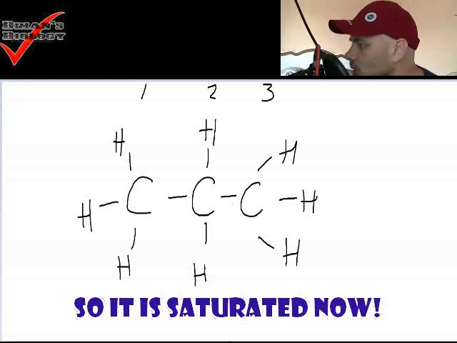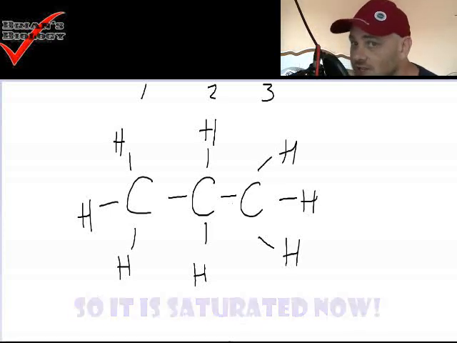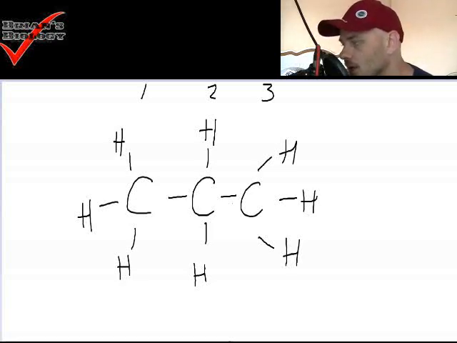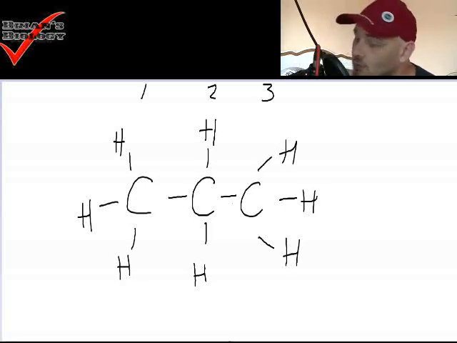Now, a quick and easy way to see if something is saturated or unsaturated is to simply look at the carbon skeleton. If there are all single bonds between the carbons, it is a saturated molecule. If there are double, triple, or even the possibility of a quadruple bond between carbons, then it is unsaturated. So it's pretty easy to be able to see that.